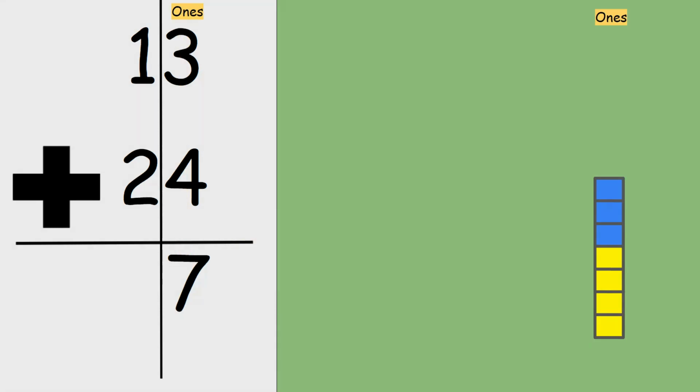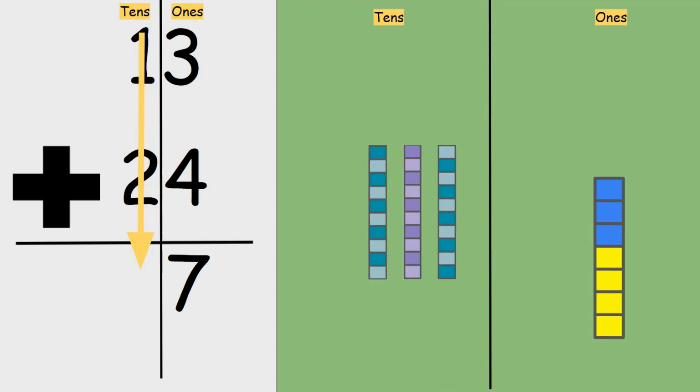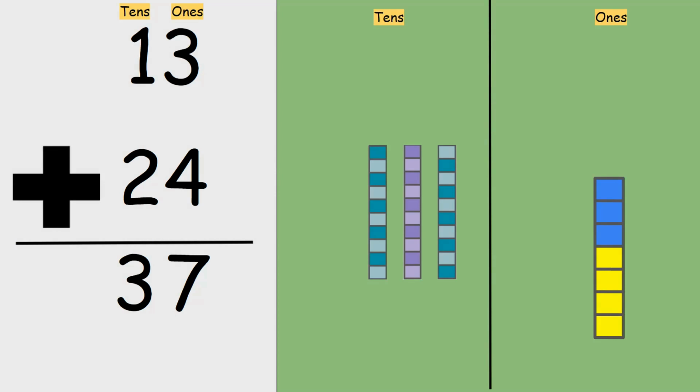Now, to finish this math question, let's look at the tens place value spot. I see that I have a 1 and a 2. Let me get my block set up. But because we're in the tens place value spot, I'm going to use 10 sticks. 1 plus 2 equals 3. I'm going to write my answer under the tens place value spot. And we did it. 13 plus 24 equals 37.